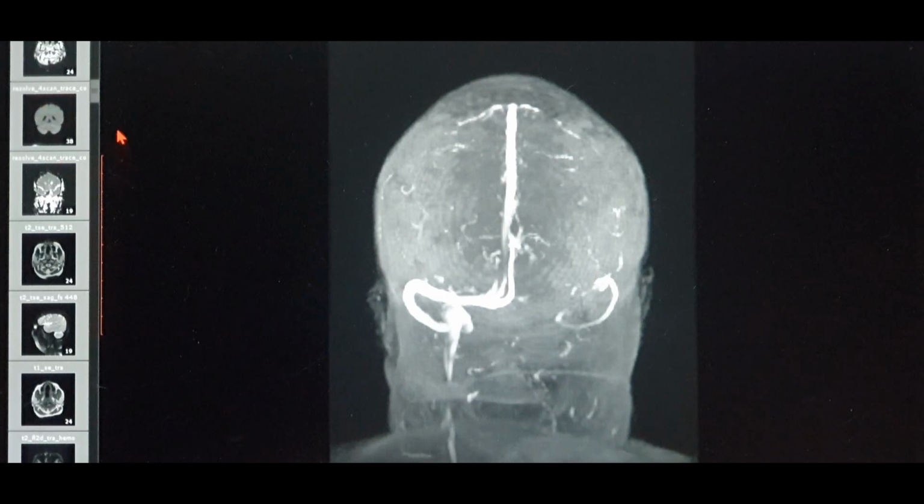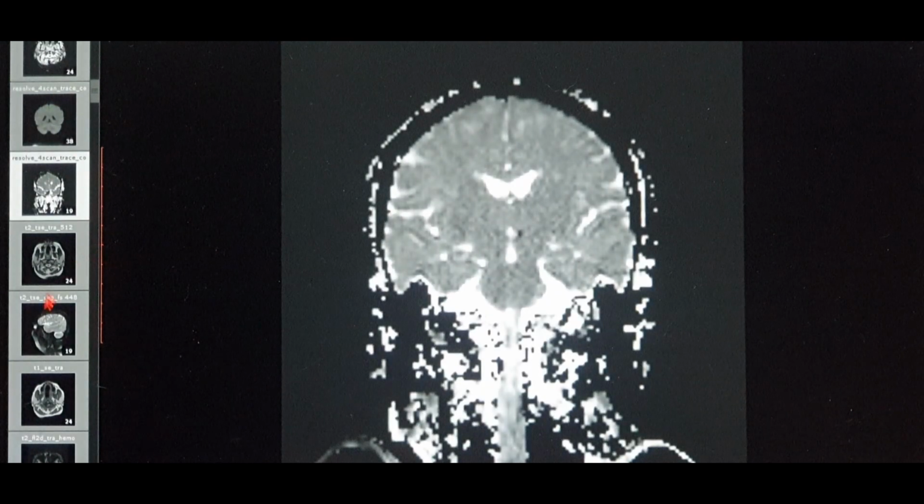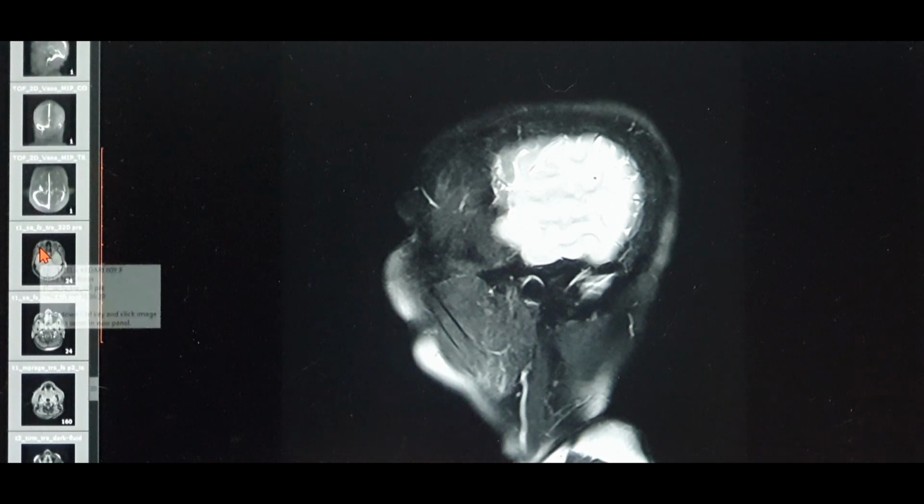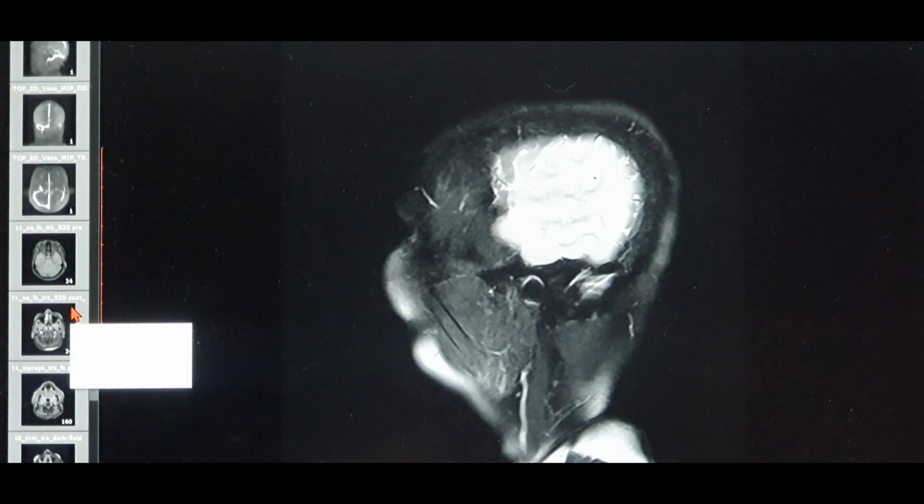Also I'll be talking about the various sequences, the T1, the T2, the post-contrast T1, and the axial, coronal and sagittal sections. So basically, not the entire aspects, but most aspects of the MRI brain and the MRI PNS I'll be covering in this video. So let's begin.